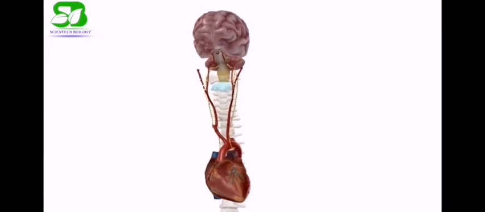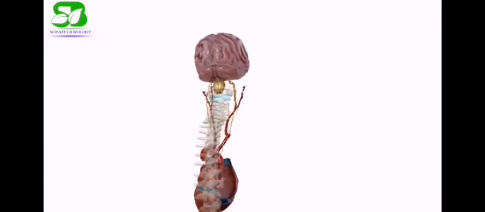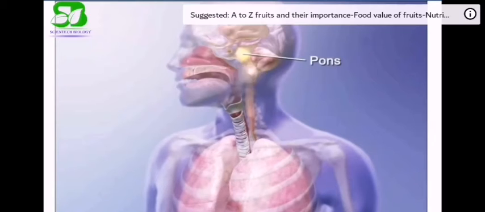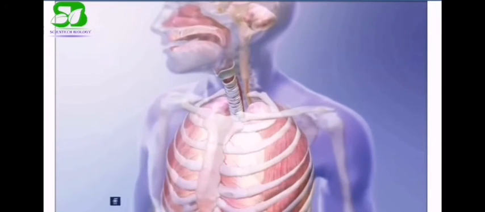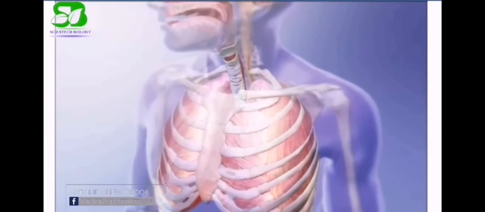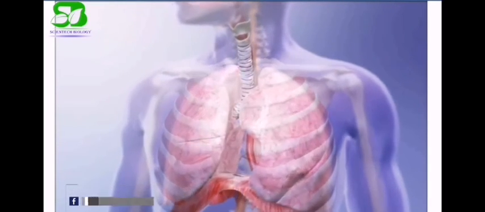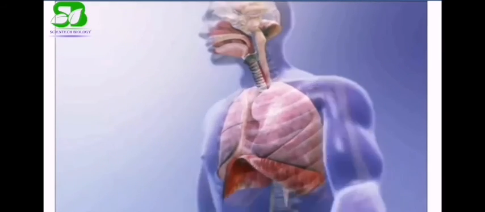Now let's see how breathing is regulated by our brain. Respiration is an involuntary function. Nerve impulses are transmitted by the pons and the medulla oblongata to the respiratory center. The rate of normal breathing is 12 to 15 breaths per minute. The body adjusts the rate and depth of the normal breathing in response to metabolic needs.